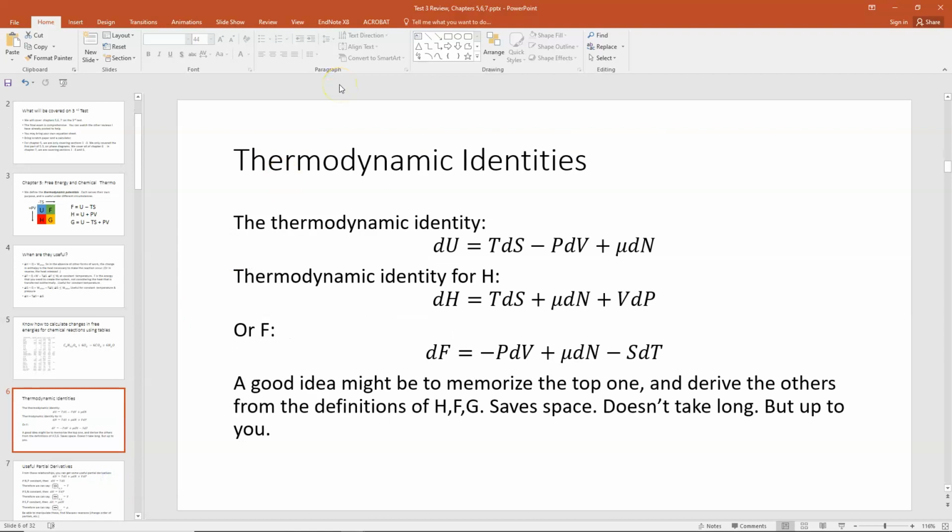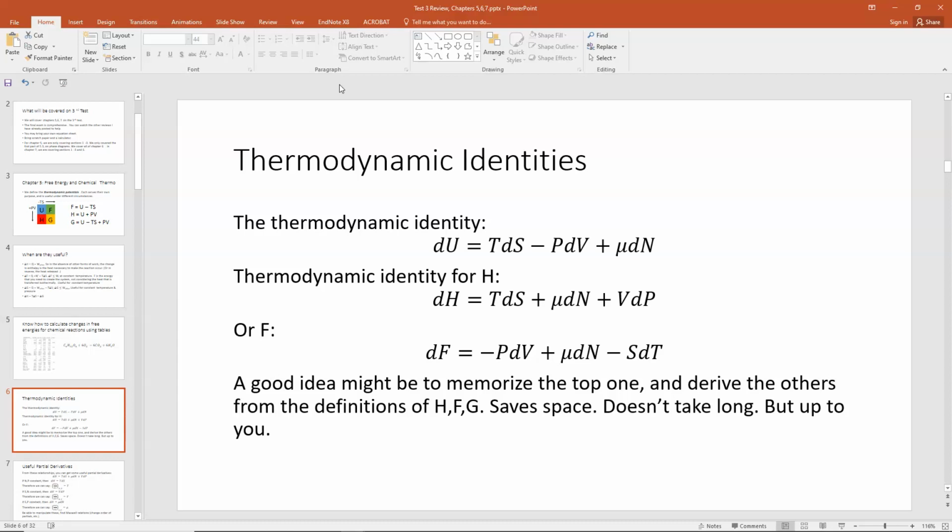Okay, now our thermodynamic identity is something that you should memorize, I think. The thermodynamic identity gives you the change in the internal energy for a process, and it's dU is equal to TdS minus PdV plus mu dN. But if you're looking at other circumstances, then you might be interested in the other free energies instead of dU. They might prove more useful, for example.